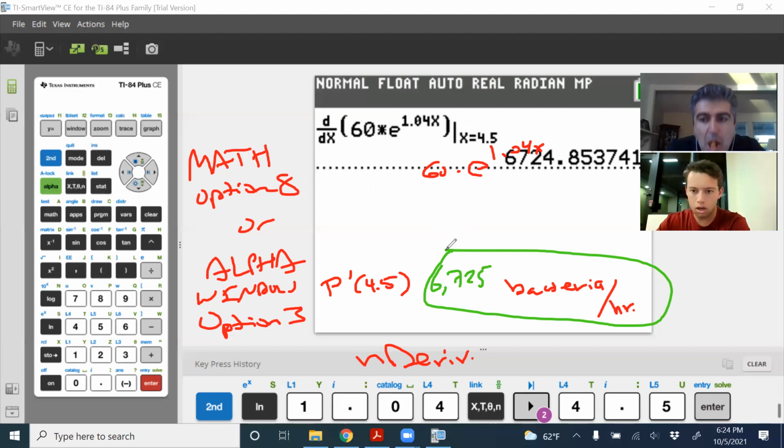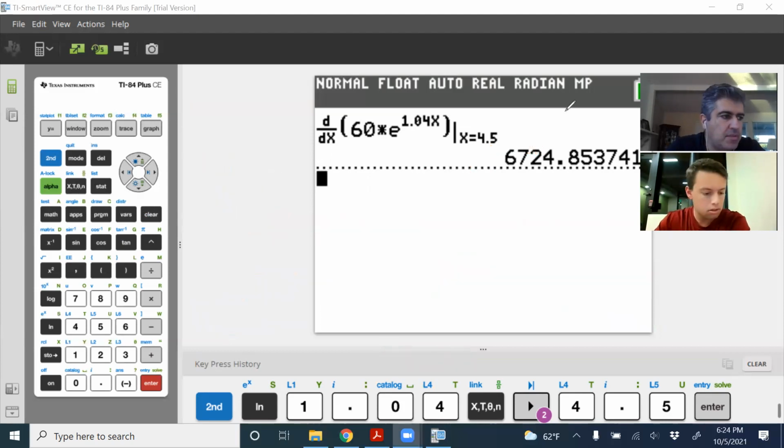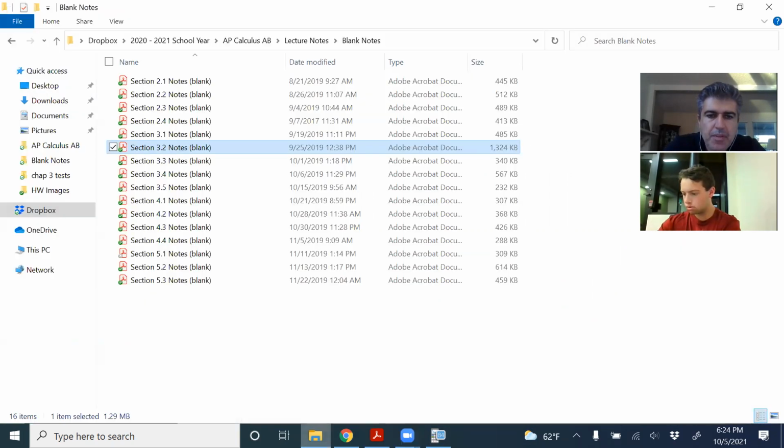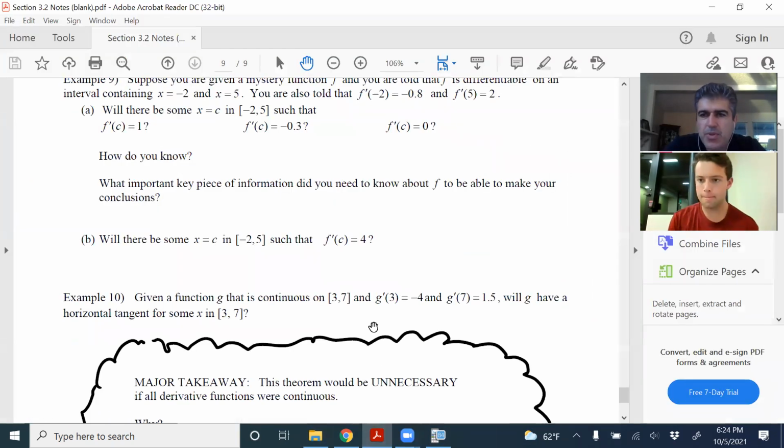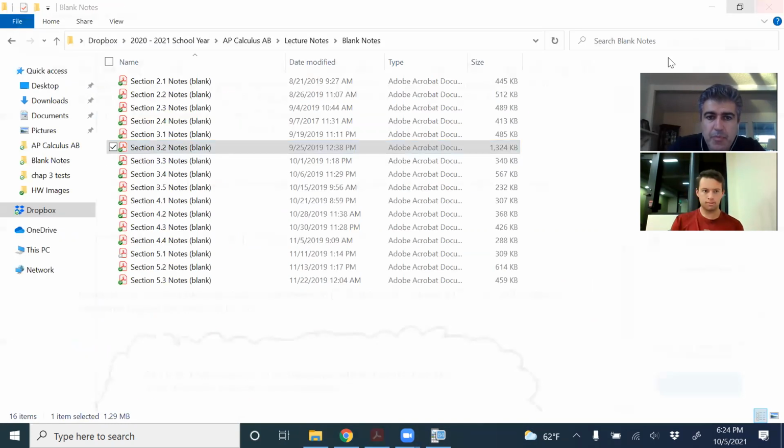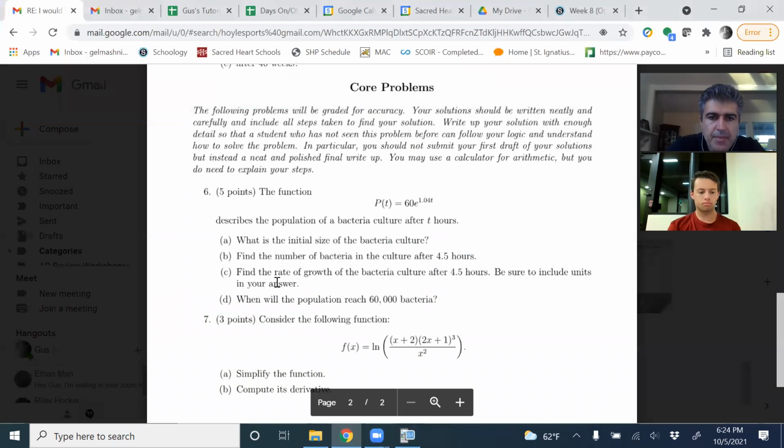Cool. Keep moving. That equals 6,724. Cool. Okay. Then, yeah, so the two are showing you ways you can find the derivative in the calculator, but I mean the online, but we need to do it obviously in the calculator.